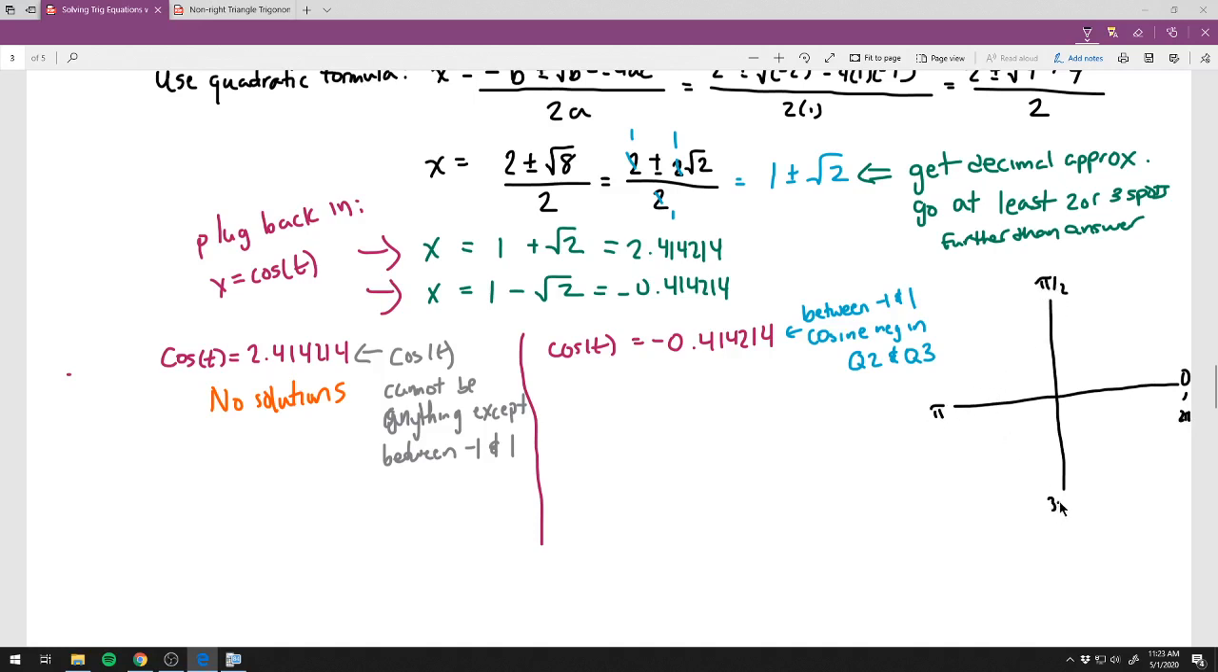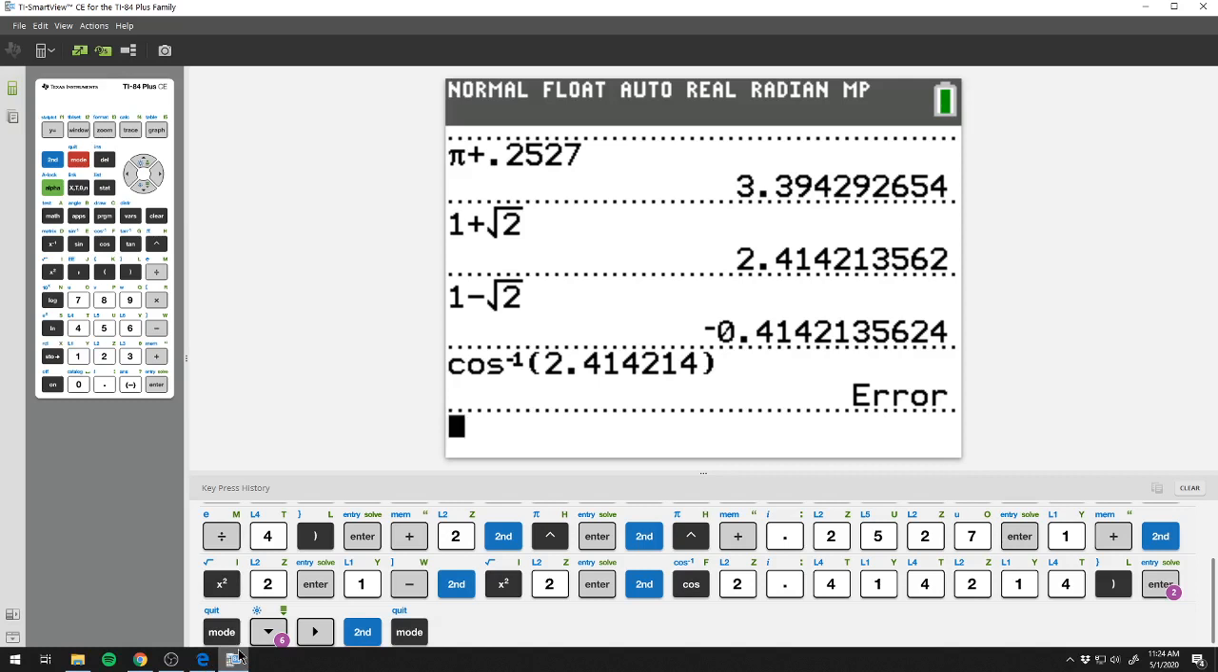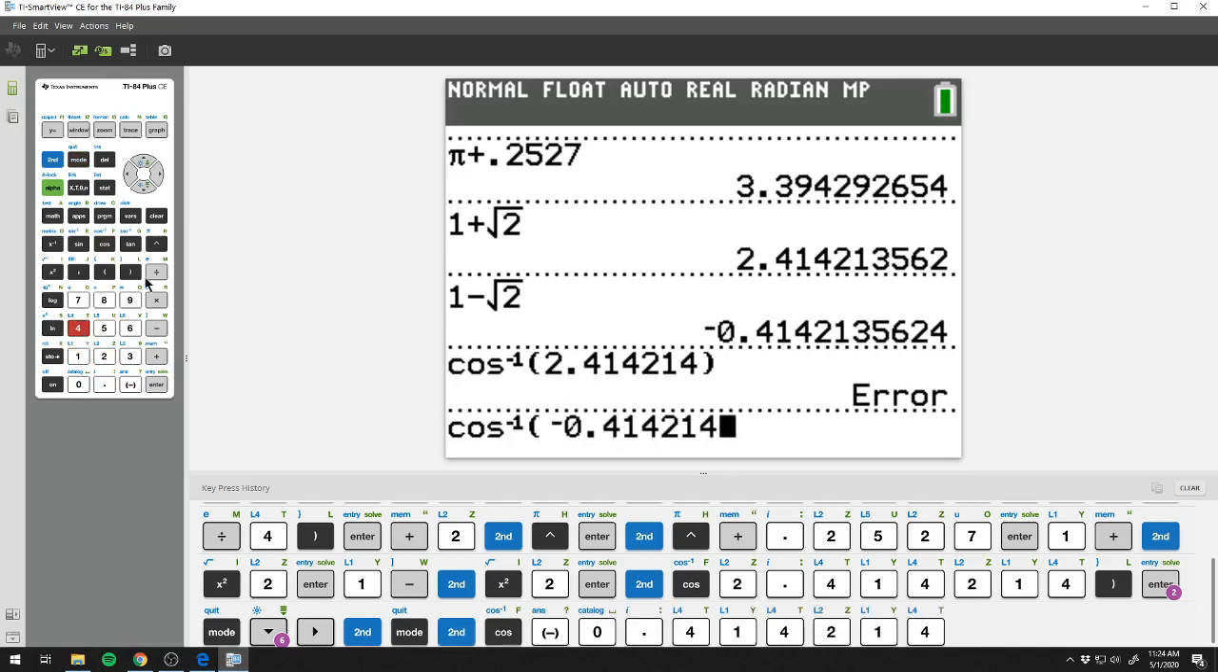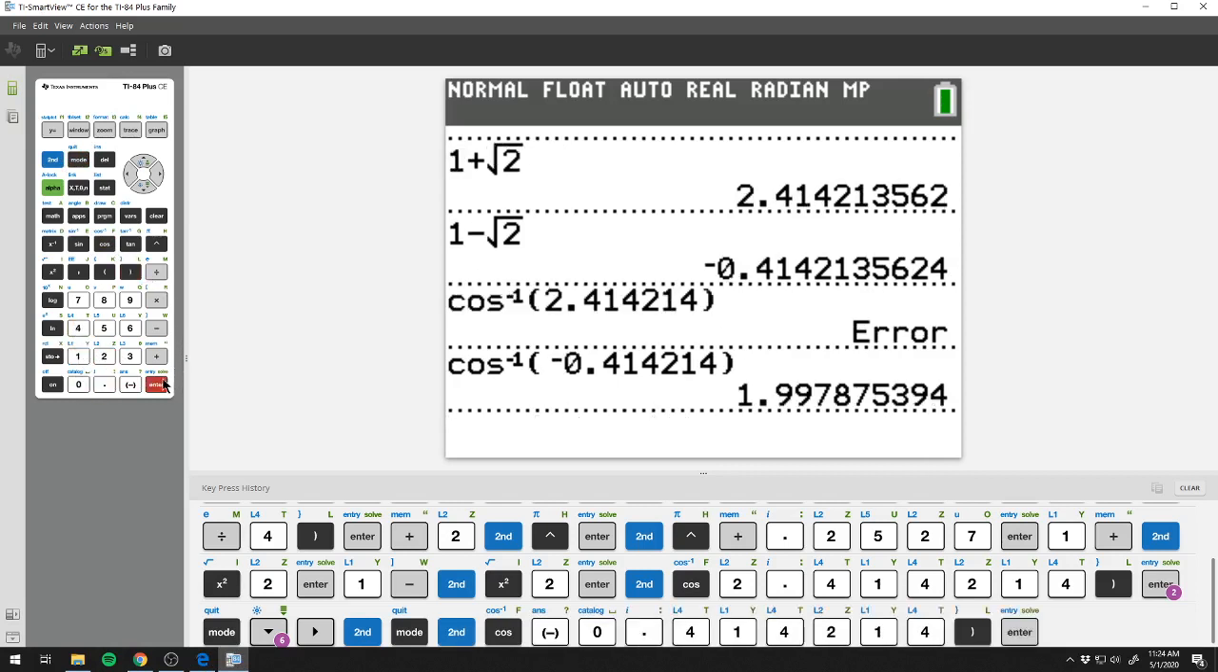And use our calculator like we do to figure out the first one and use that to figure out the second one. We would do cosine inverse of each side. And we get t equals cosine inverse of negative 0.414214. Let's go ahead and put that in our calculator. And we get 1.9979.